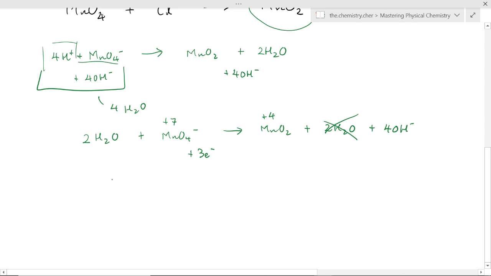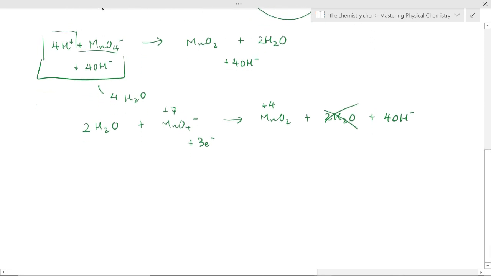And if we look at our second reagent, Cl- to Cl2, Cl- becomes Cl2. It is actually oxidized. So this is our equation. Now that we have both our reduction half and oxidation half reactions, we must make sure that the number of electrons is the same. Since this is 2, this is 3, the lowest common multiple is 6. So I have to multiply this by 2, multiply this by 3.